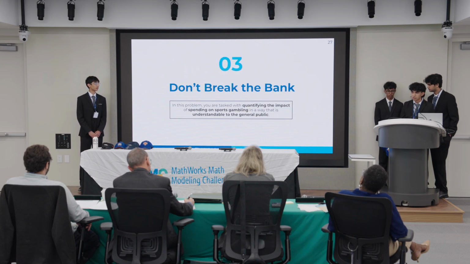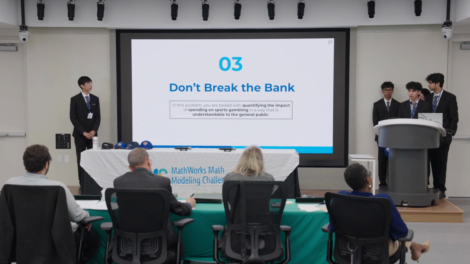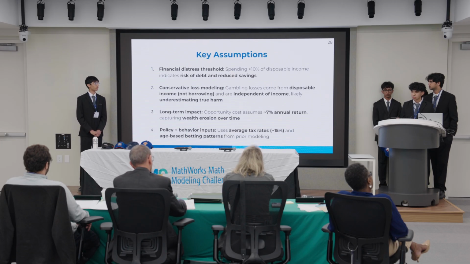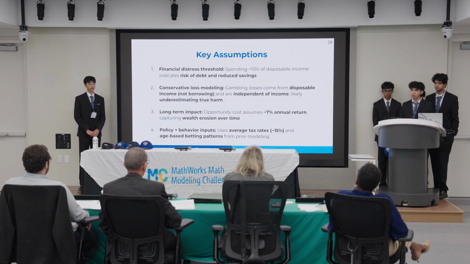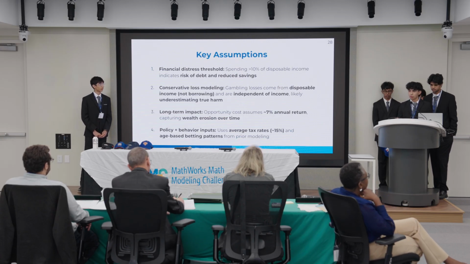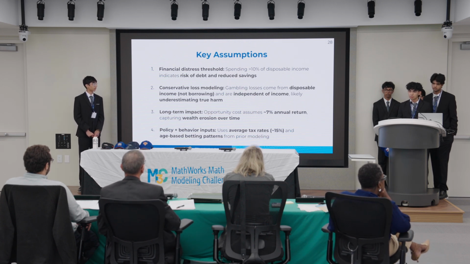We now bring Q1 and Q2 together to quantify the impact of gambling spending in terms the general public can understand. To do this, we built 3 complementary metrics. For assumptions, our threshold for financial distress is when annual gambling losses exceed 10% of disposable income. That level is associated with debt accumulation, according to consumer finance research. We also assume that losses come from disposable income rather than borrowing. In reality, problem gamblers often borrow at 20+% APR, so our estimates are conservative and true harm is likely worse.